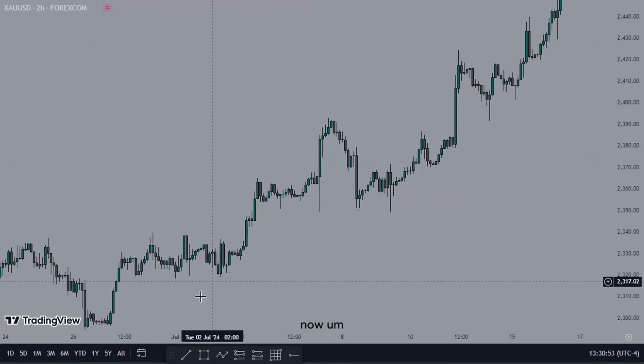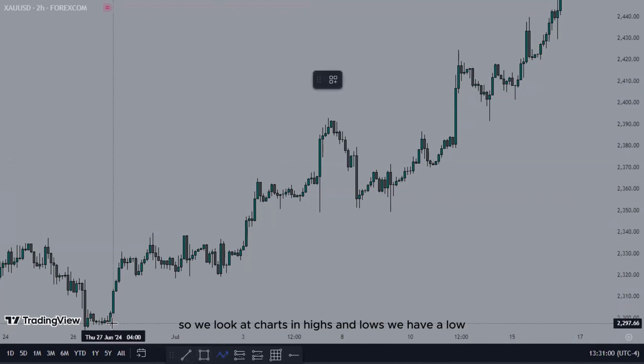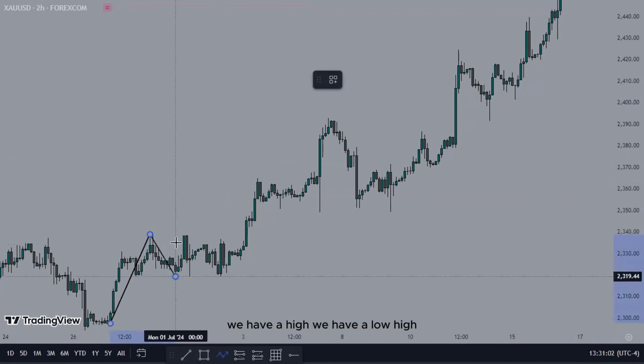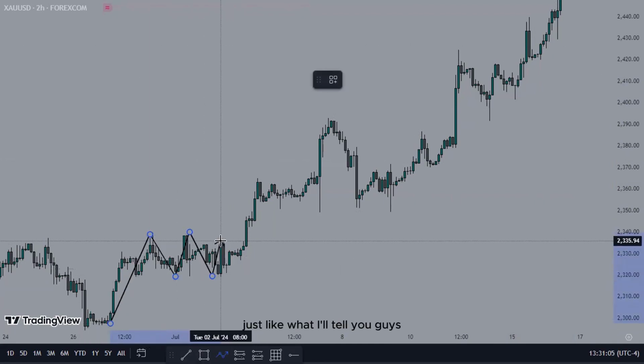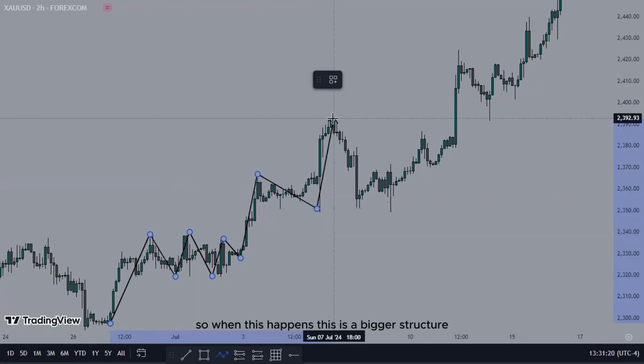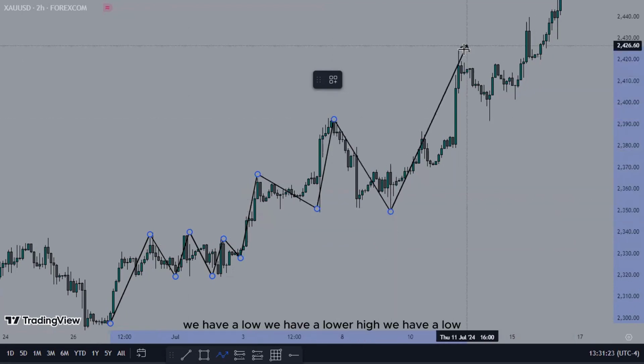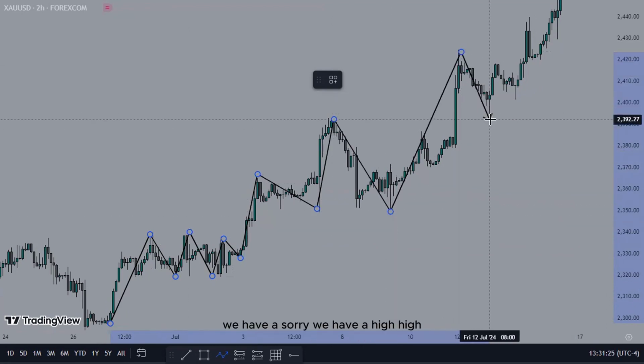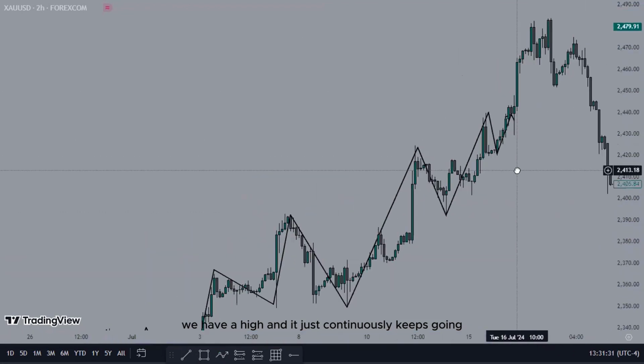All right. Now, with that common sense out of the way, let's look at the charts actually and how to break down charts, right? So we look at charts in highs and lows. We have a low, we have a high, we have a low, high. This is a consolidation, just like what I was telling you guys. There are three phases in the market: uptrend, consolidation, downtrend, right? So the market now is consolidating here. Then it broke out of it, continued an uptrend. So when this happens, this is a break of structure. We have a low, we have a higher high, we have a low, we have a higher high, and it just continues. It keeps going, it keeps going.